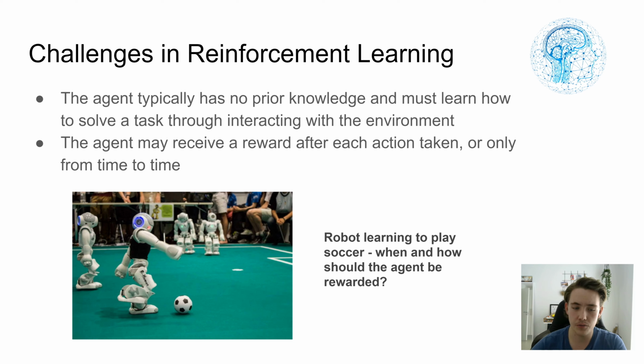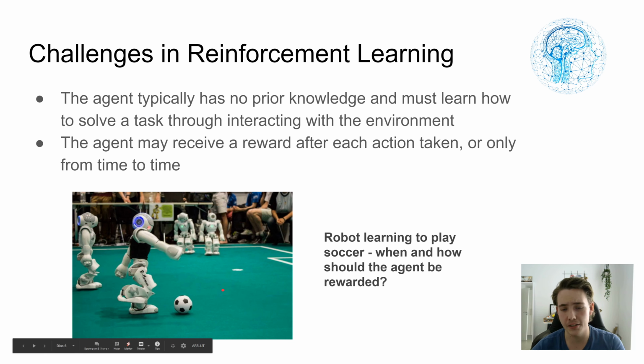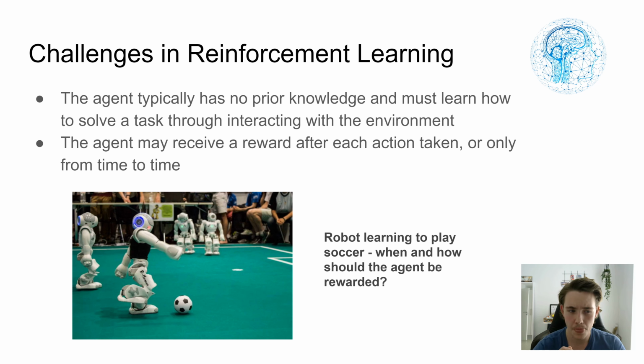So if we have an example down here at the bottom, where we have an agent or a robot that is learning to play soccer, then we can set up the question: when and how should the agent be rewarded? If we want to teach a robot to play soccer, it has no prior knowledge, so we need to give it different kinds of rewards that it can learn from if it has done anything good. So we can give the robot a reward if it scores a goal, and give it a negative reward if a goal is scored against it.